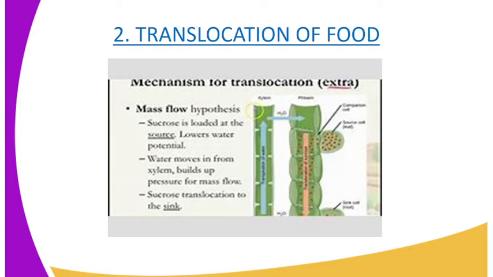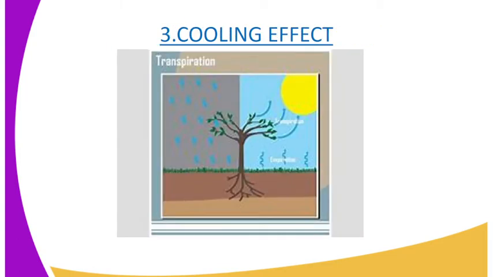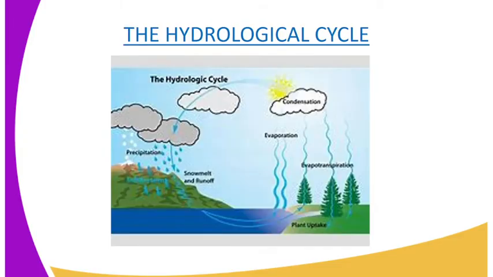Then we can go to the third use of water in the farm: cooling effect. As far as the process of transpiration is concerned, the plant will lose excess water to the environment, and as a result, the surrounding air will provide the latent heat of vaporization, and therefore the plant will get a cooling effect after the water has been lost through transpiration.